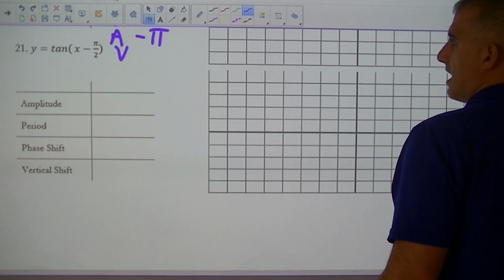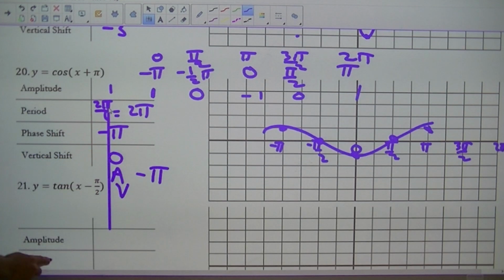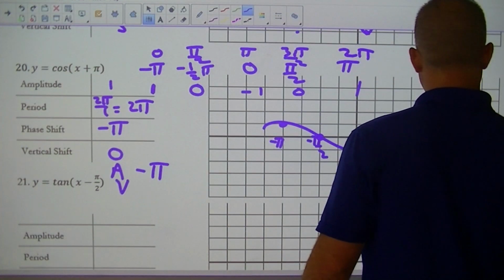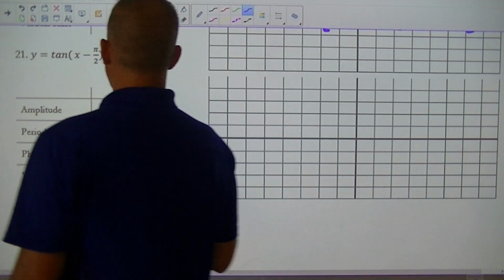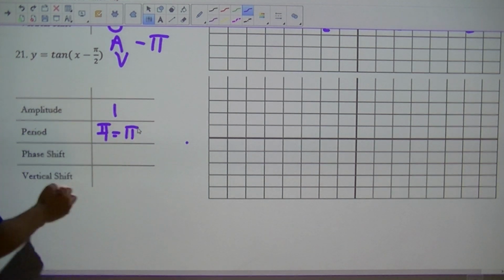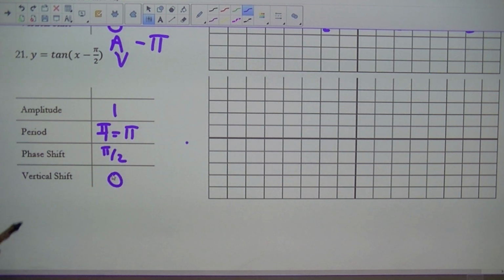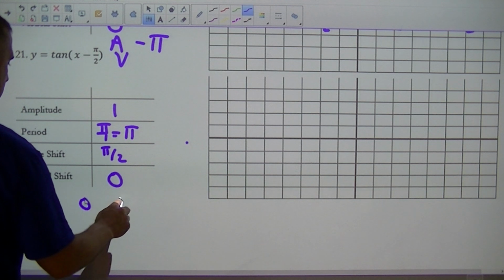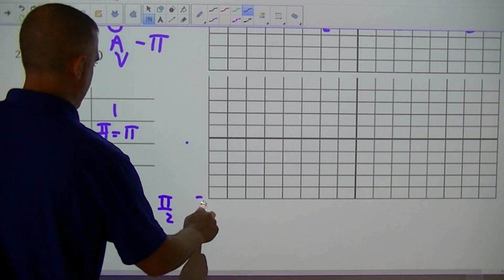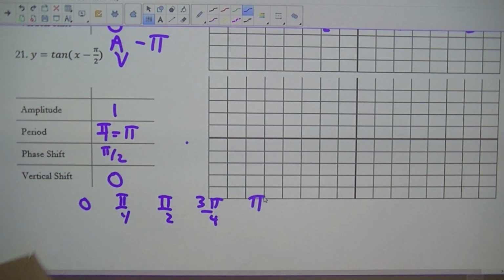Okay? This is tangent. Amplitude would be 1. Period would be pi divided by 1, which just says pi. Phase shift would be pi over 2. Vertical shift would be 0. Now for tangent, it would start out as 0, pi over 4, pi over 2, 3 pi over 4, and pi. Okay? So they work in quarter increments.